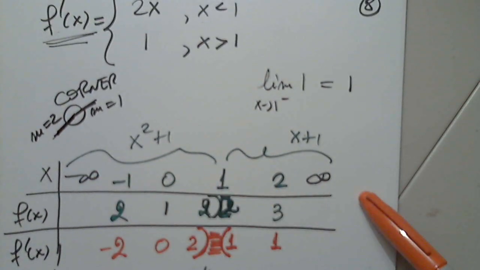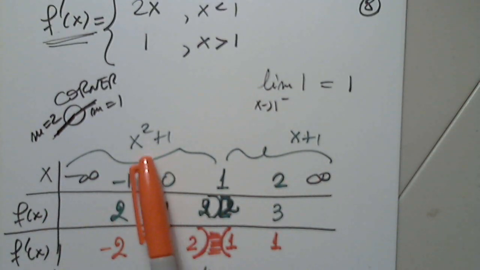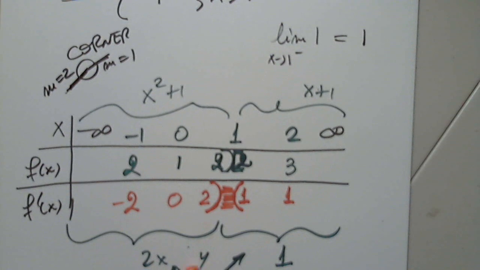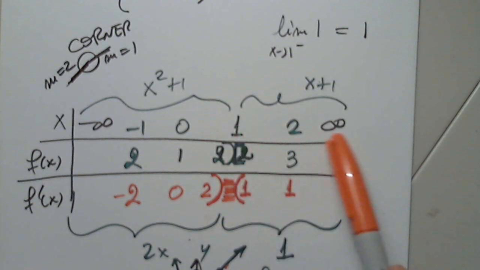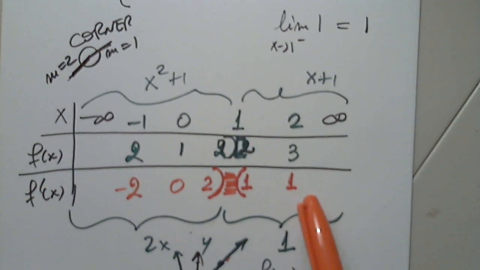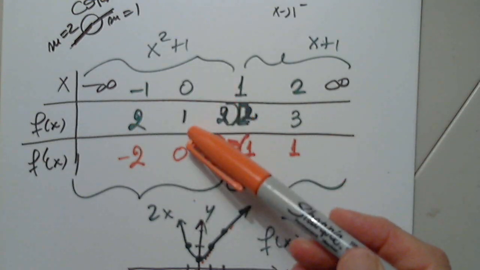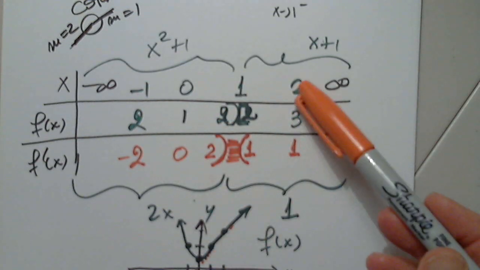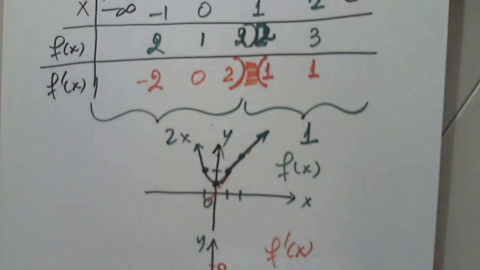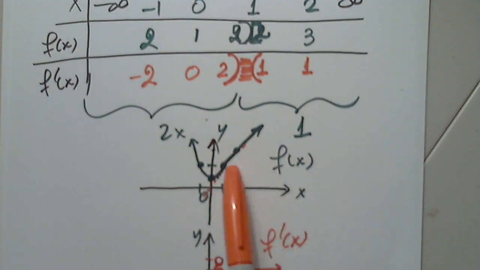So we picked values to the left for x squared plus 1 and to the right for x plus 1, and also here for 2x. So at -1, at 0, at 1, on this side it is always 1. Then we graphed these points, (-1, 2), (0, 1), (1, 2), and (2, 3). And we graphed it continuous, but it has a corner.